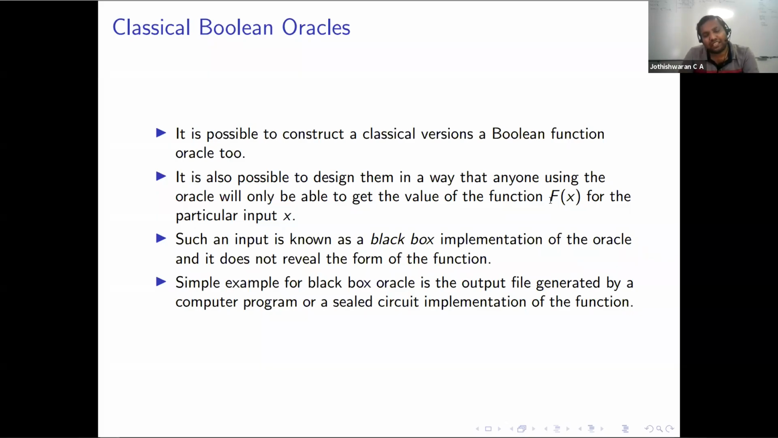Now this is nothing special in the case of classical computation, because if you have implemented a Boolean function in a programming language like C, then the output file that we generate from it technically does have the information of what the function is, but it is not possible for us to extract that information. So the output file will take an input and give us the output. So that is actually a classical black box oracle. Classical black box oracles are actually very common, so they are not anything special.